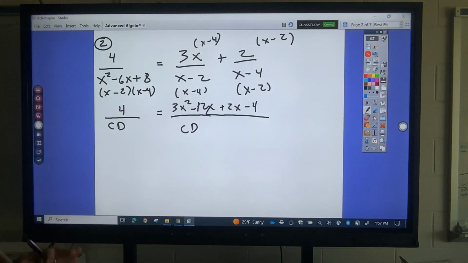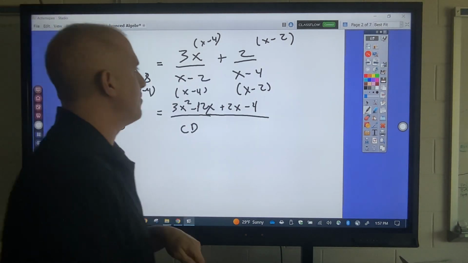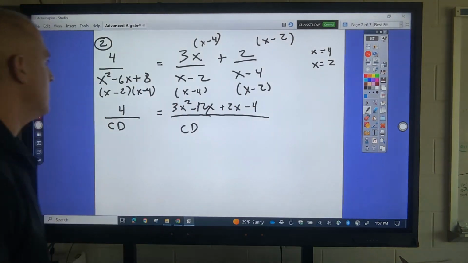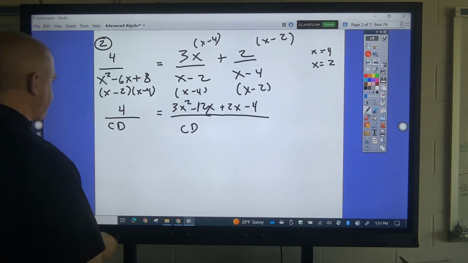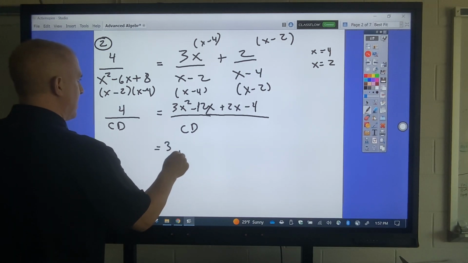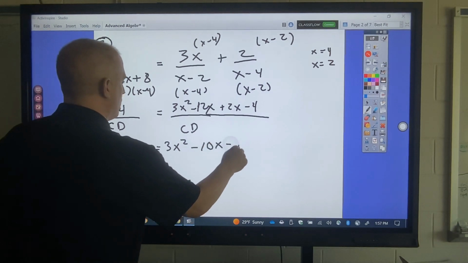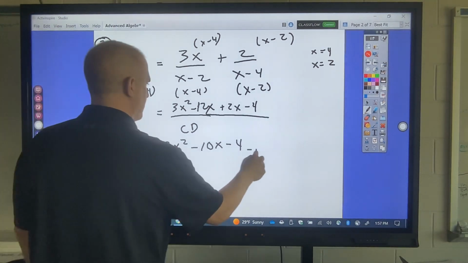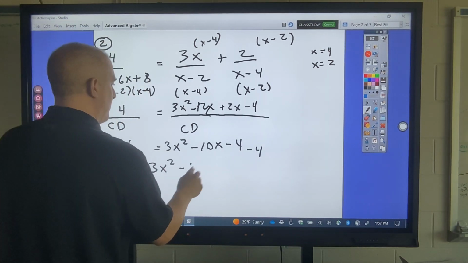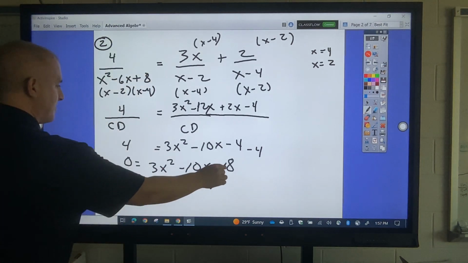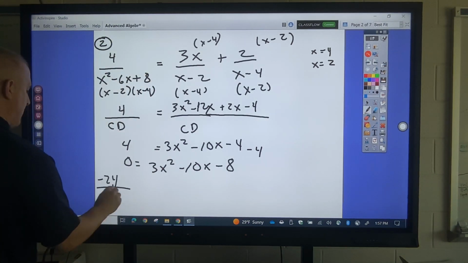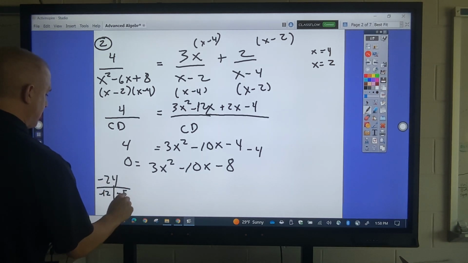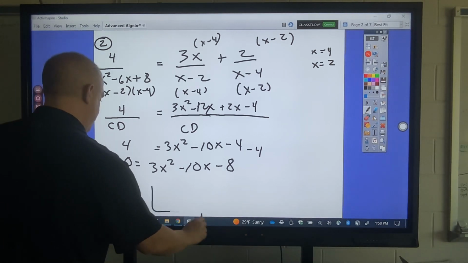Now, what are my discontinuities? If I look at my original problem, my discontinuities would be 4 and 2. So I have to be mindful of that. If I go to solve this, I've got 3x squared minus 10x minus 4, and I've got 4 over here. I would move that 4 over, which would be subtracting 4. That's 3x squared minus 10x minus 8. If I factor that, 3 times negative 8 would be negative 24. Factors of negative 24 that add up to negative 10 would be negative 12 and positive 2, because those would add up.